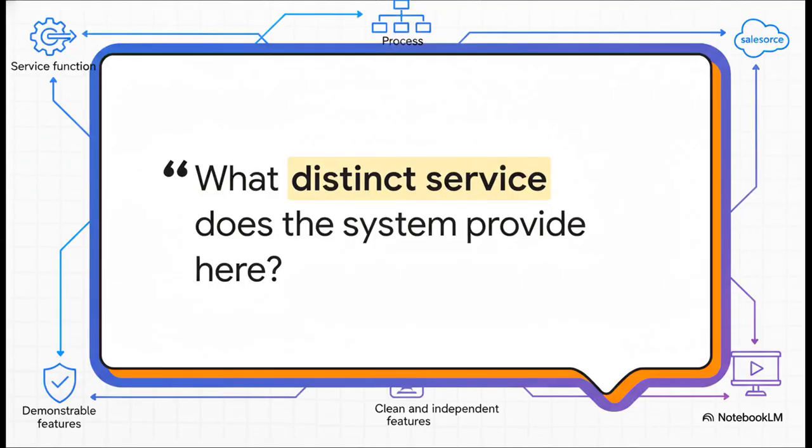Okay, so you have your value-based epic. How do you slice it up into manageable pieces? You use something called the service test. For every potential piece of work, you ask this one simple question. What distinct service does the system provide here? Seriously, this question is the key to creating clean, independent, and demonstrable features.